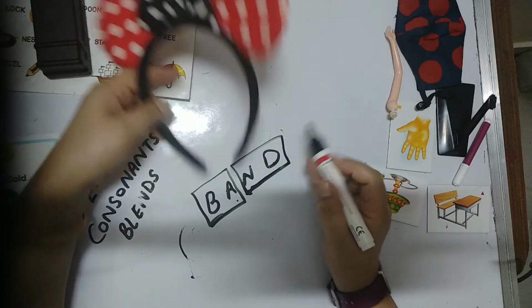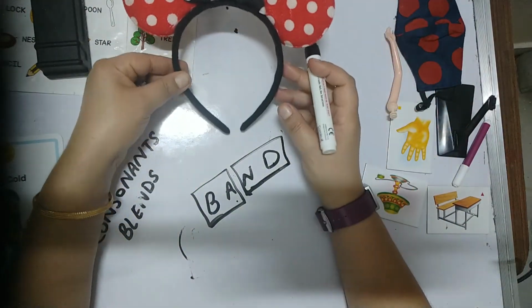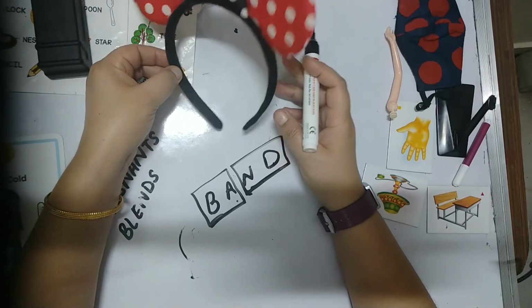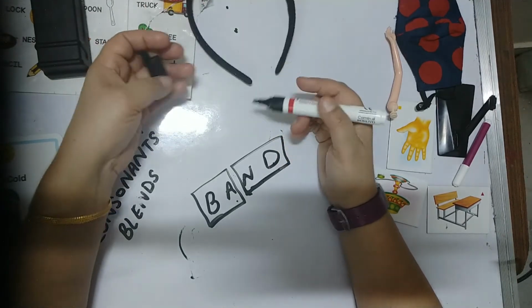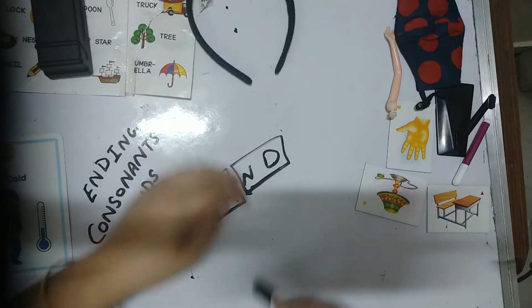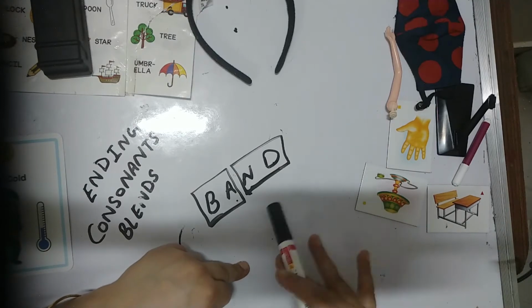So band, band. Like this you can put it on the head of a child, because in this way if you teach, the child can at least listen to you. Otherwise, if you write a set of words and repeat them in front of the child, the child will never hear.